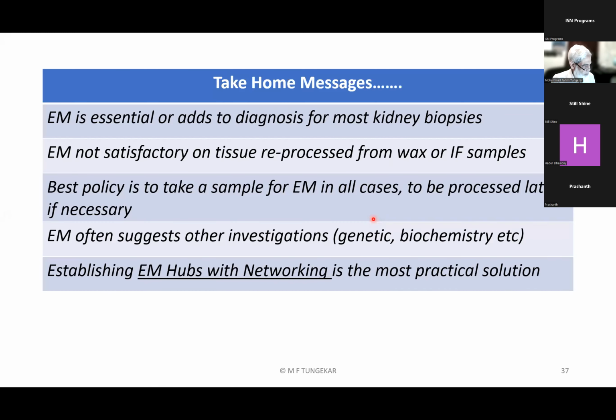So what are my take-home messages? EM is essential or adds to the diagnosis of most kidney biopsies. EM is not satisfactory on tissue reprocessed from wax or IF samples.